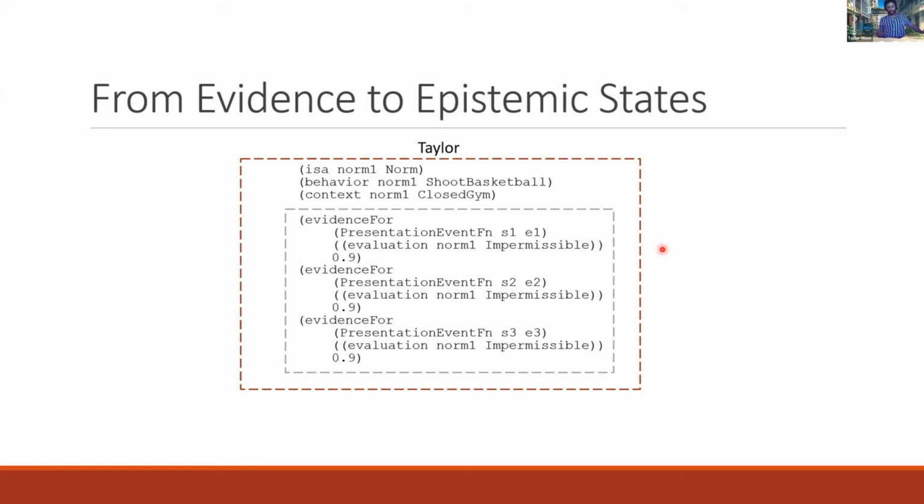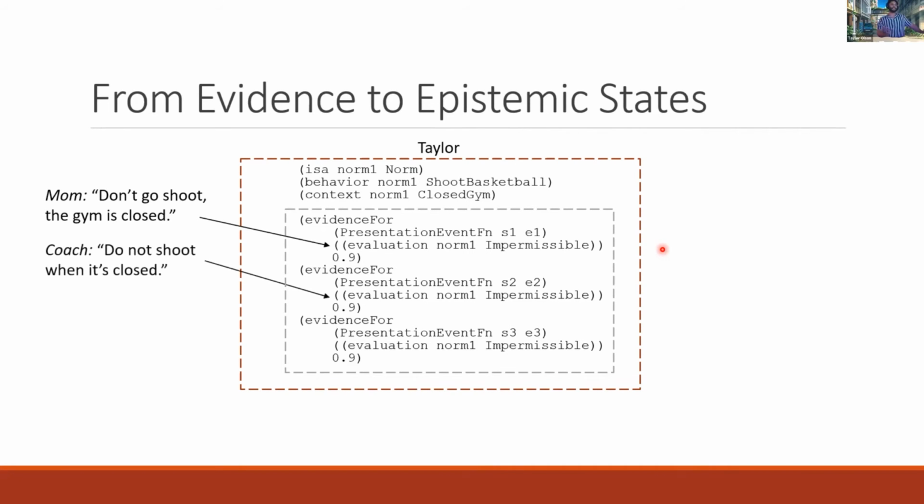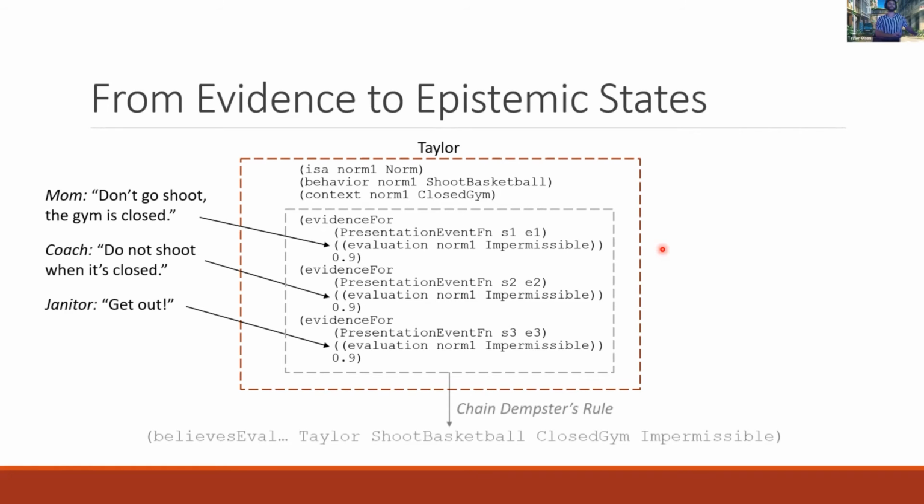So let's look at an example. Again, these are my beliefs as I've tried things, as I've encountered other people's natural language teachings, as they have instructed me. So this is the representation of my beliefs for shooting a basketball in a closed gym, right? 3 evidence events that yielded evidence. First is my mom telling me don't go shoot, the gym is closed. Second being the coach telling me do not shoot when it's closed. Third, while I'm shooting, the janitor yells at me, says get out. All yielding evidence for the fact that this norm is impermissible.